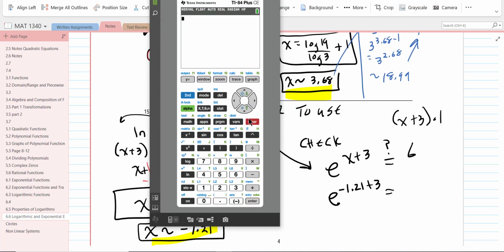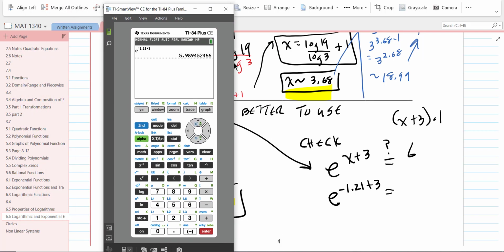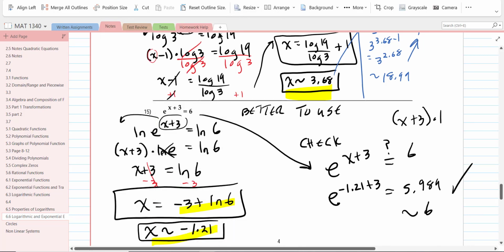One thing that you want to get familiar with is this ln button. Above that, it says e to a power. So you can go second ln so that e comes up. Then you just put in the negative 1.21 plus 3, or you could work out the negative 1.21 plus 3 earlier in the problem if you want to. So that's about 5.989. That's close to 6, and that's what it was supposed to be.